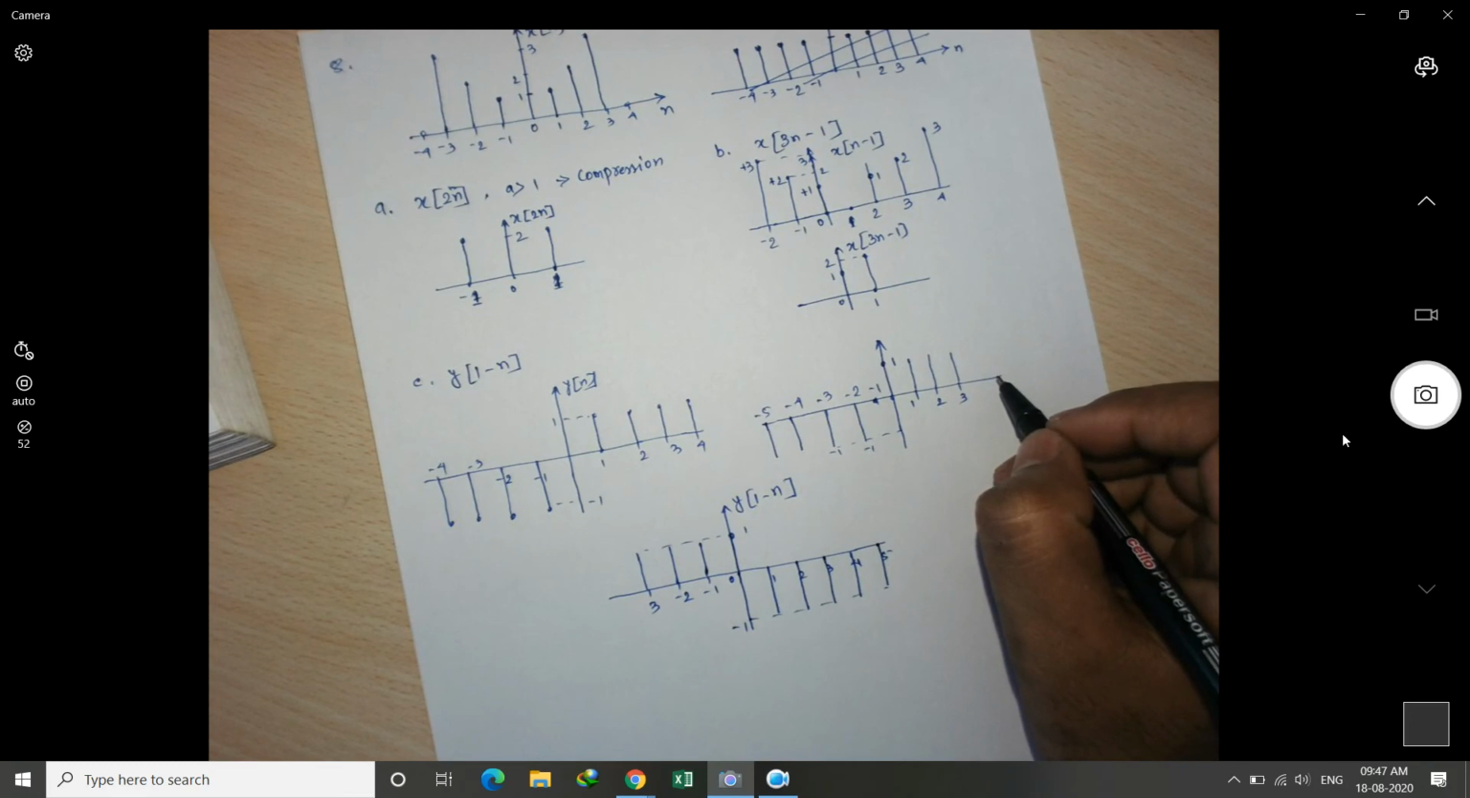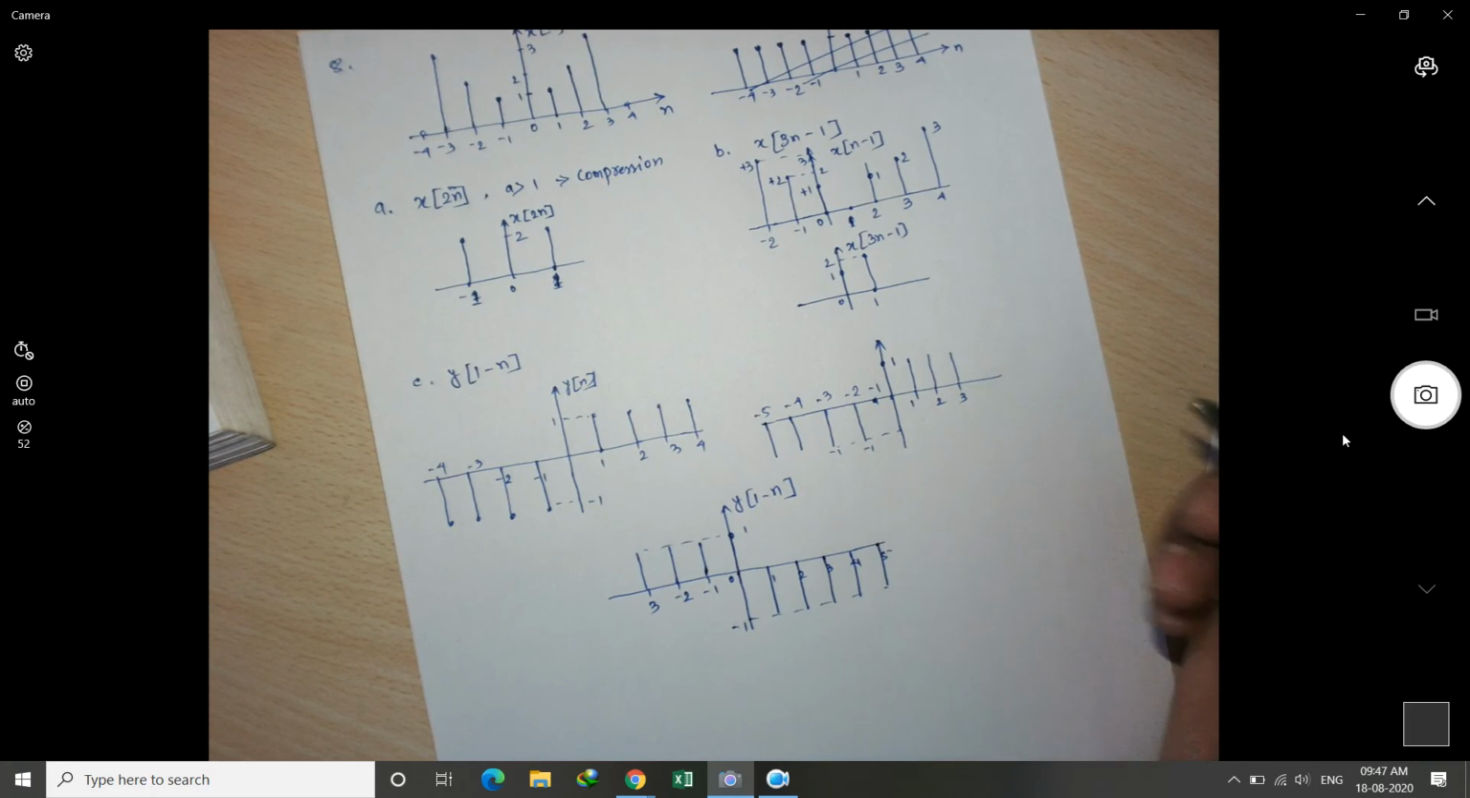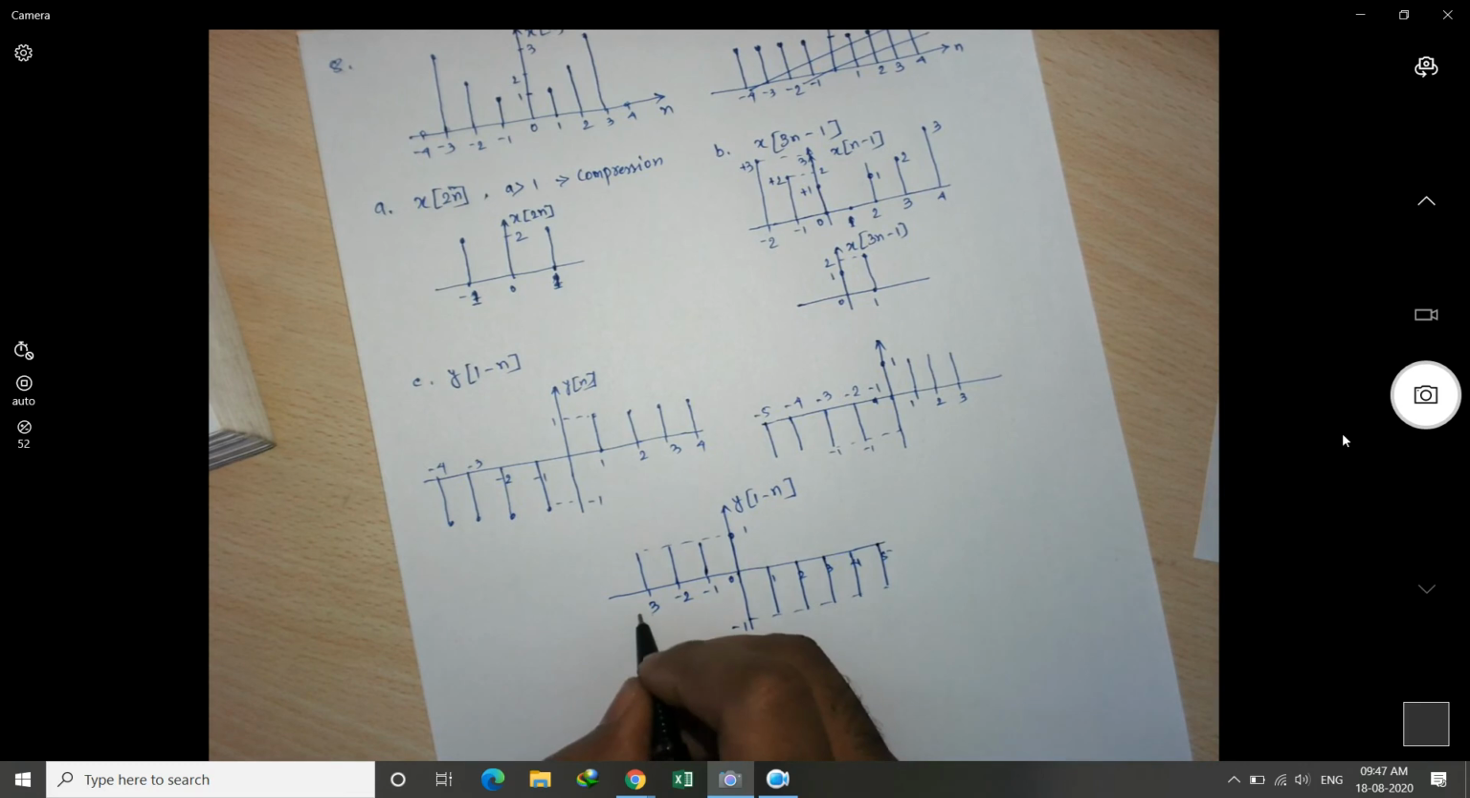So how will the reflection happen? y of minus n. If you have been taking y of n, then y of minus n. So what does it mean? x of 1 will become x of minus 1. x of 2 will become x of minus 2. Fine. Okay.